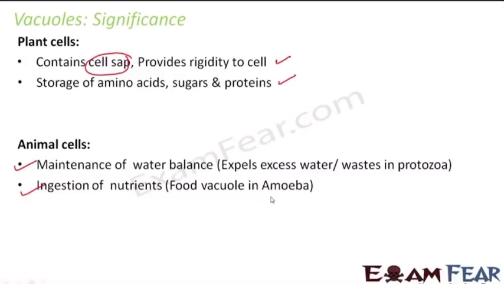In plant cells, vacuoles also perform another function. That is the function which is performed by lysosomes in animal cells. As I mentioned before, the presence of lysosomes in plant cells is quite disputed. Many people say that lysosomes are not present in plant cells. So the function of lysosomes, that is to digest the waste products, is also performed by vacuoles to some extent in plant cells.